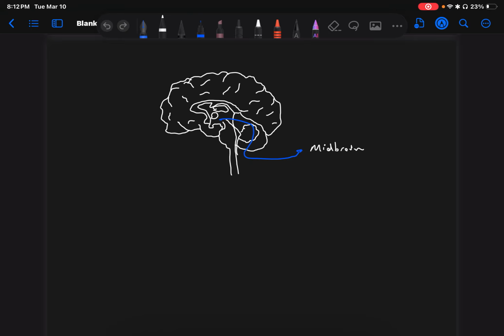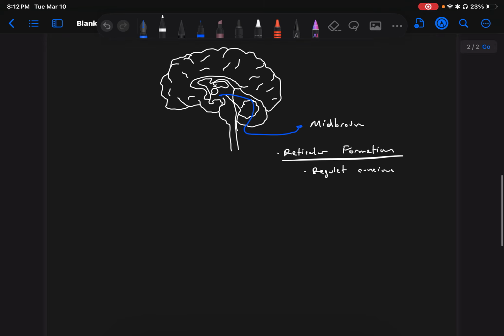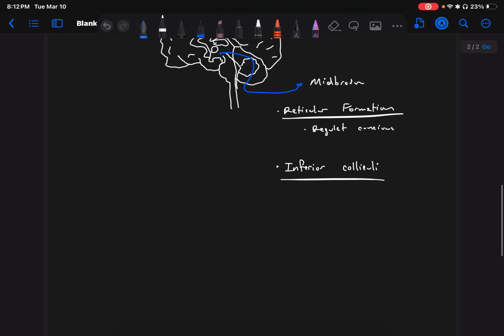So, let's see. Reticular formation. I'm just going over the information that I learned in class, and it'll help me organize these in my mind. So, reticular formation, that helps with regulating consciousness. This is kind of like a brain dump, if you will, but I need to make sure that I'm getting it right. We also have the inferior colliculi, and then also I'll write the superior colliculi just so I can explain what I'm thinking here.